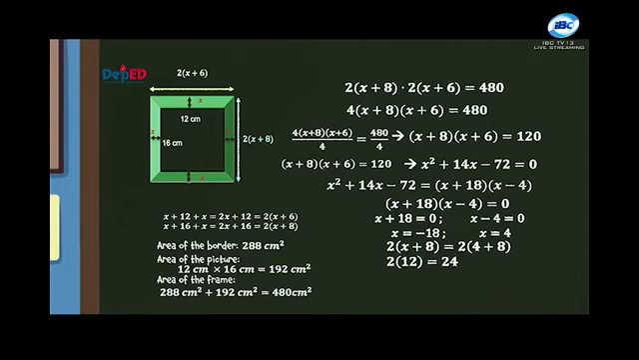The width of the border is 4 centimeters. The length that is represented by the expression 2 times the binomial x plus 8 must be equal to 2 times the sum of 4 and 8. And this must be equal to 2 times 12, which is equal to 24. Thus, the length is 24 centimeters.